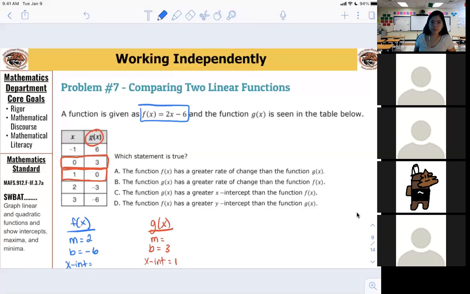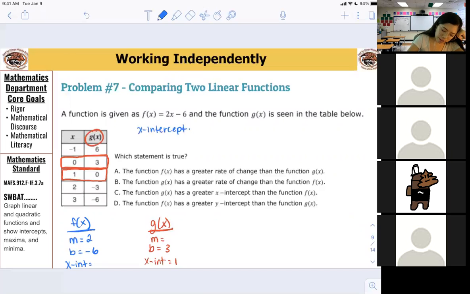For f of x, I still haven't found the x yet. Okay. So does anyone remember, how do I figure out the x-intercept for f of x? I believe you input 1, 0. You're on the right track. For g of x. Oh, I'm sorry. Yeah. It does have something to do with plugging in. How do I figure out the x-intercept? Plug in a 0 for y.